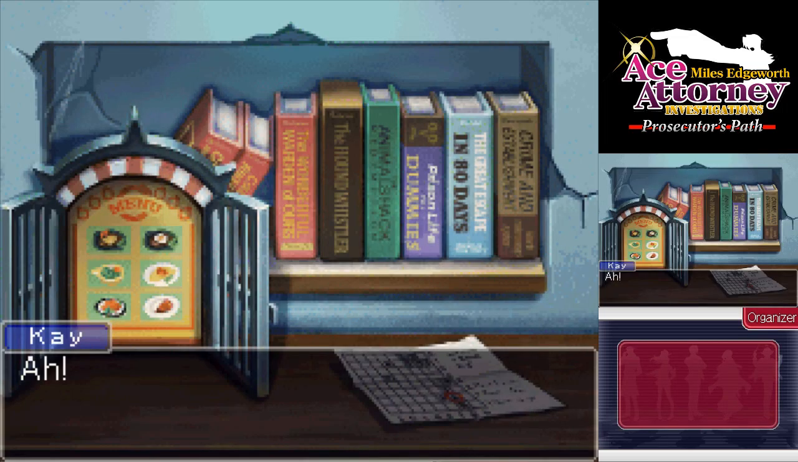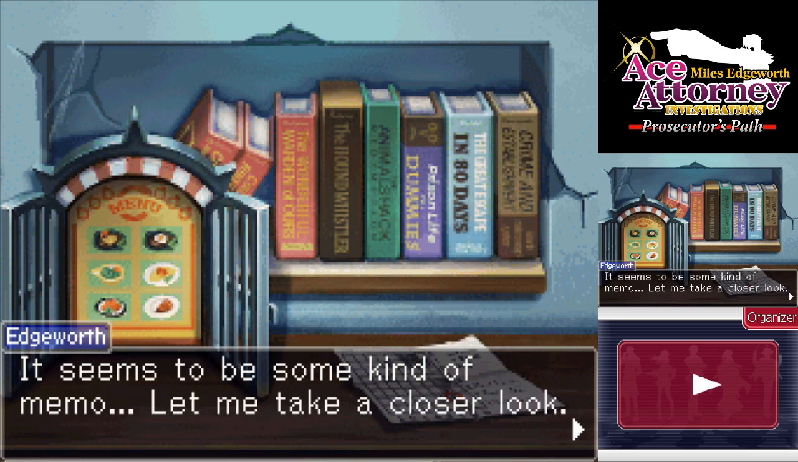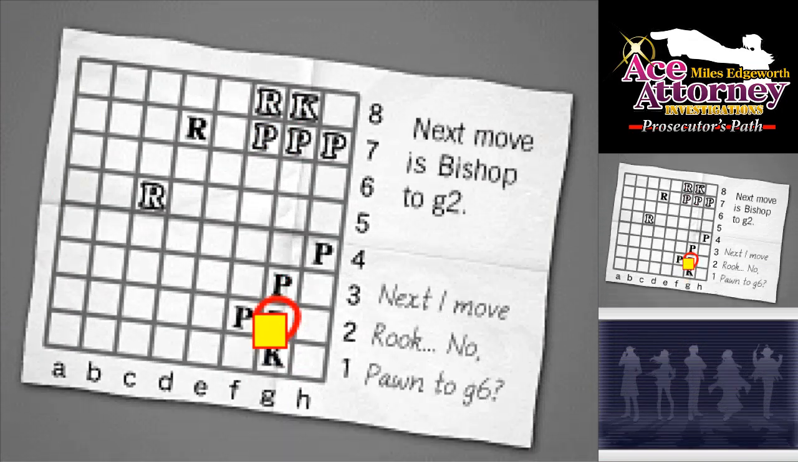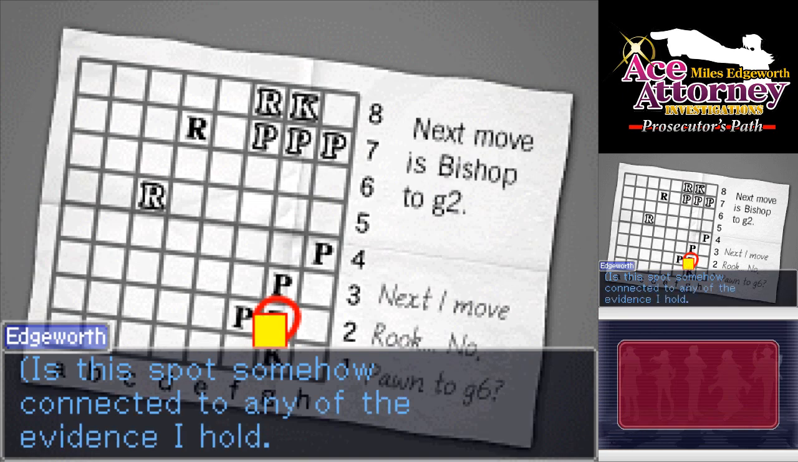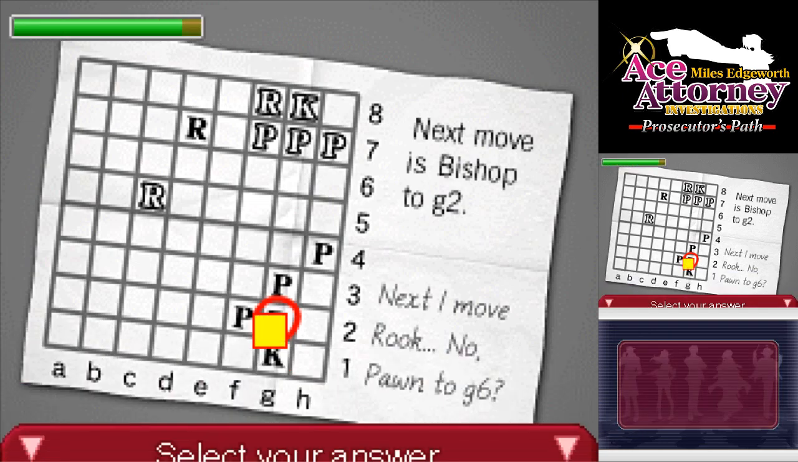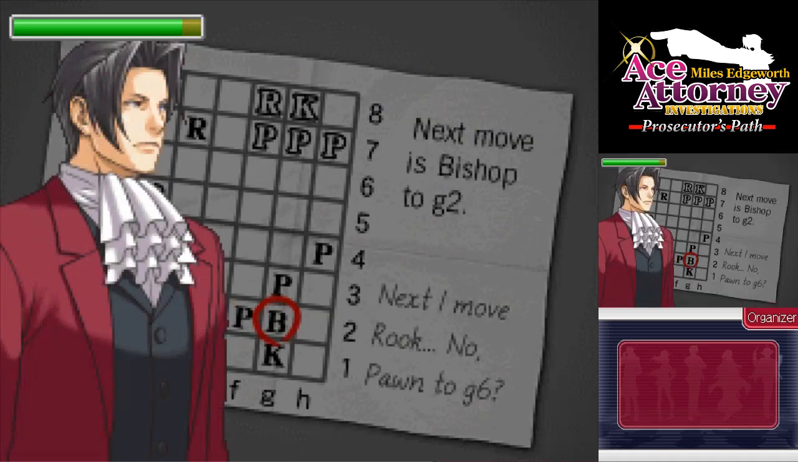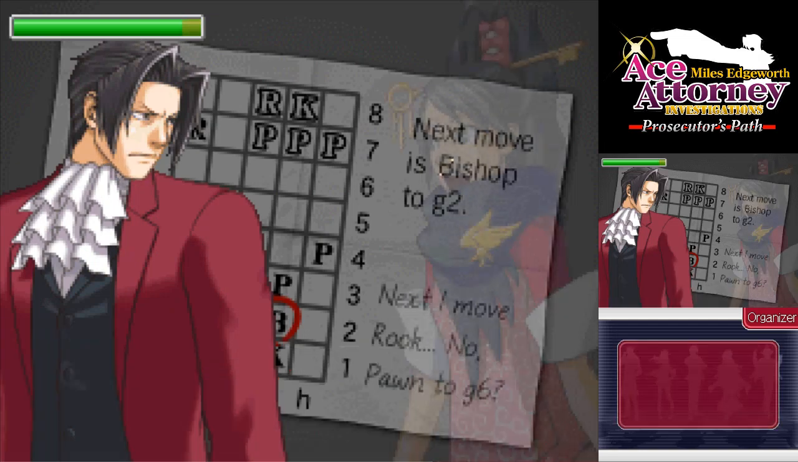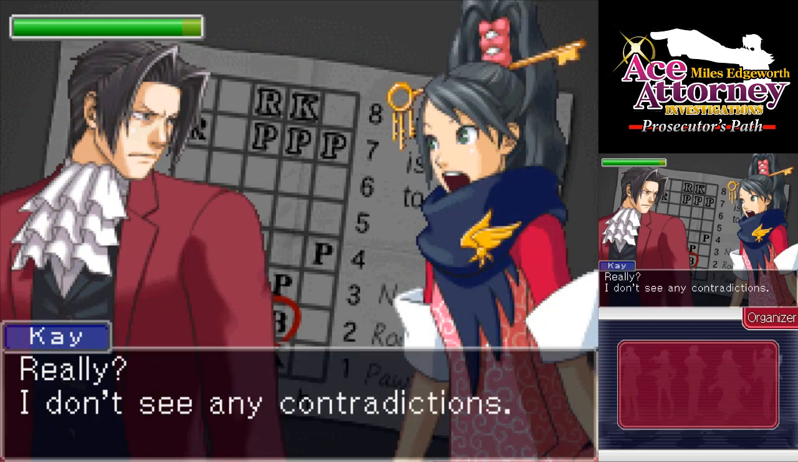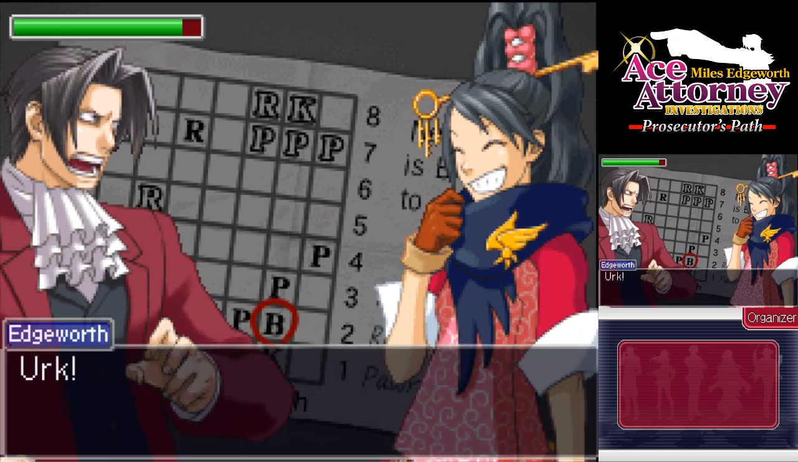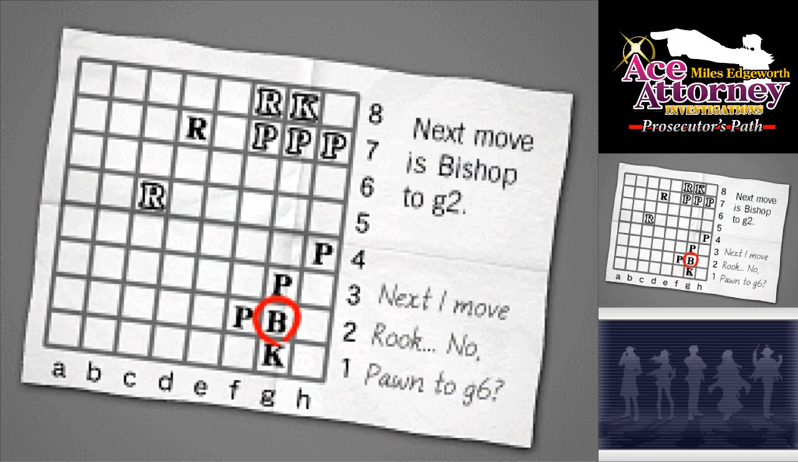What's that? Ah, there's something on the desk. It seems to be some kind of memo. Let me take a closer look. Is this spot somehow connected to any of the evidence I hold? This piece of evidence contradicts the crime scene. Really? I don't see any contradictions. Kay, as my assistant, you still lack training. Same to you, Mr. Edgeworth.